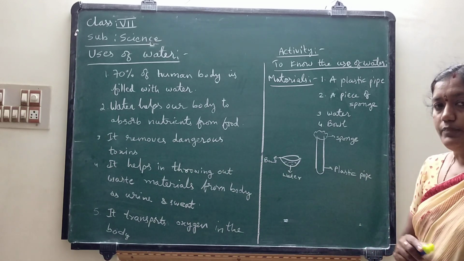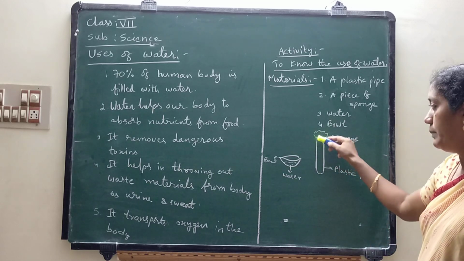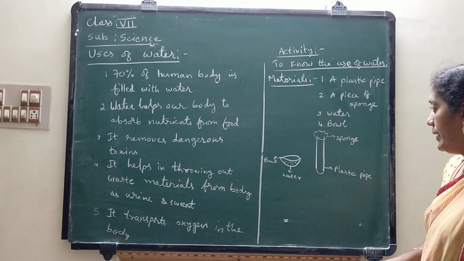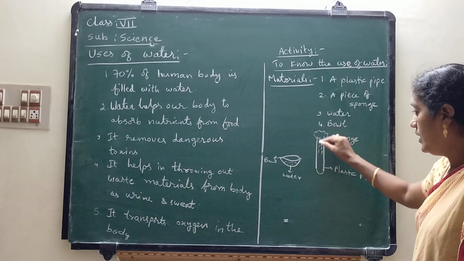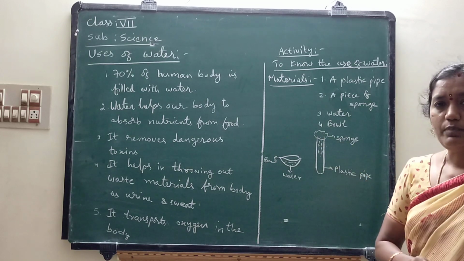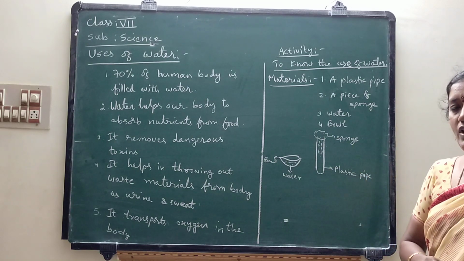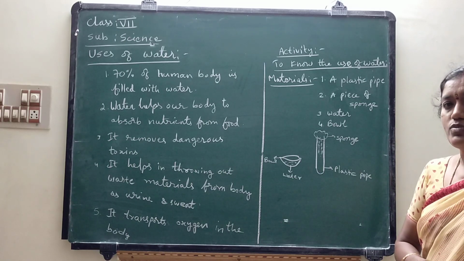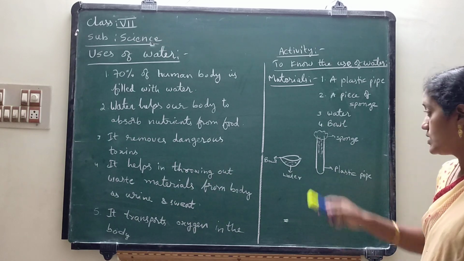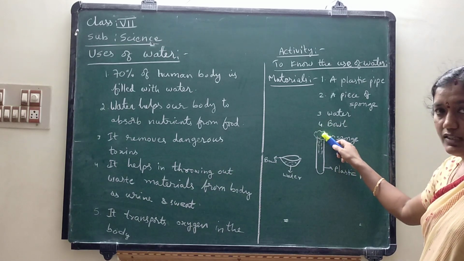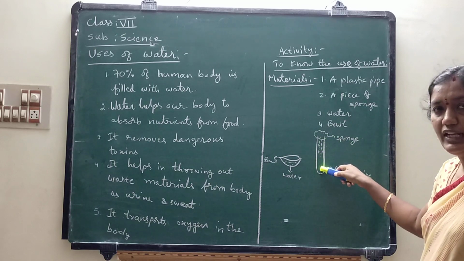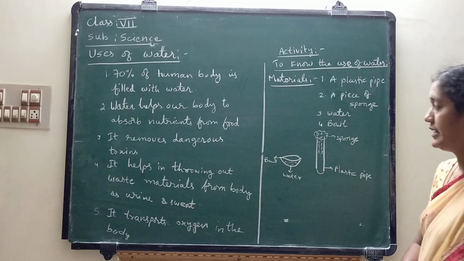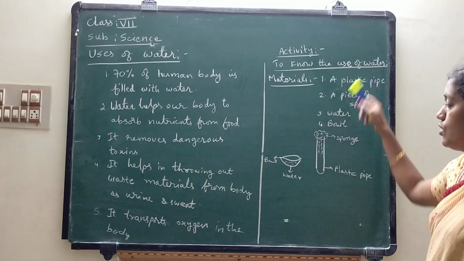Now you have to keep this sponge at the top of the long plastic tube. Now what happens? This sponge will move into this pipe smoothly. Why? Because it absorbed water. Because this sponge has water in it, it is wet. So it will move freely, definitely. Children, this is the activity to know the use of water.